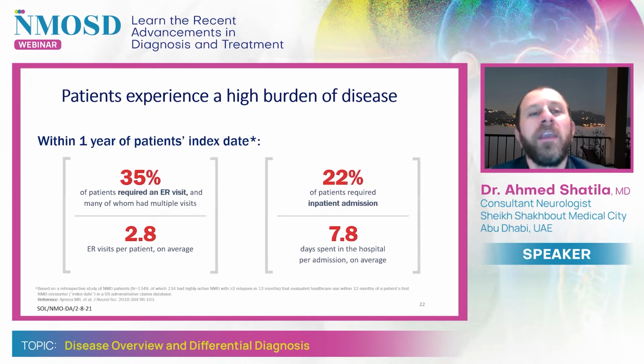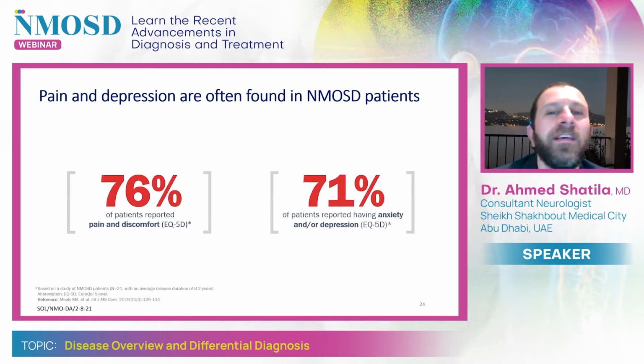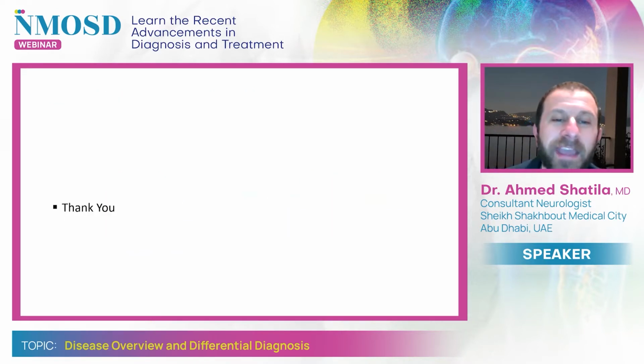Within 1 year, 35% of patients required an ER visit, many of whom had multiple visits, 2.8 ER visits per patient on average. 22% of patients required inpatient admission. And finally, 7.8 days were spent in the hospital per admission. Last but not least, 81.5% reported relapses requiring hospitalization. And this is talking about pain and anxiety, which both are extremely high in our NMO patients. And with that, thank you.